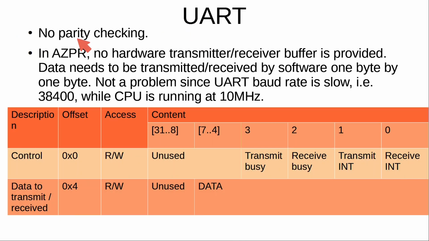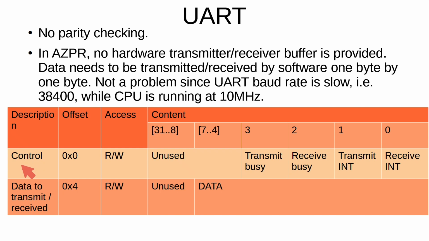For the UART, there is no parity checking, and for simplicity, there is no hardware transmitter or receiver buffer provided. This means that data needs to be transmitted or received by the software 1 byte by 1 byte. This shouldn't be a problem because the UART baud rate is quite slow, which is 38,400, while the CPU is running at a high speed of 10 MHz.